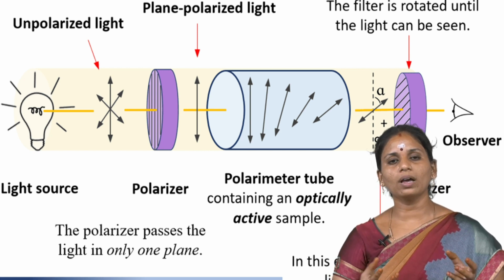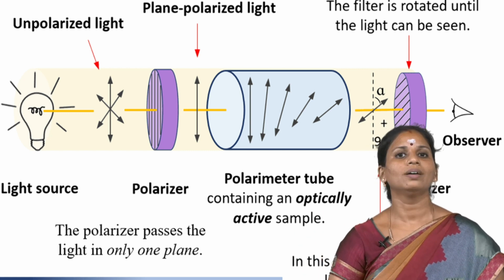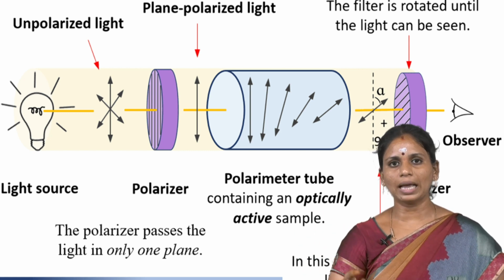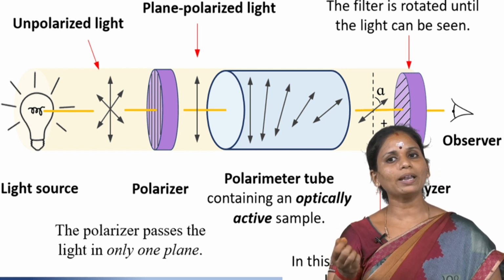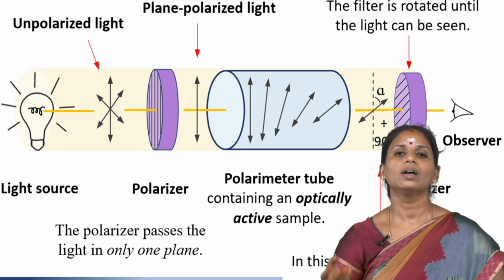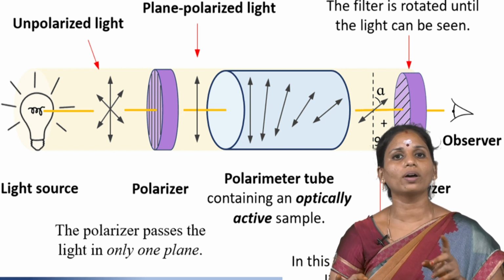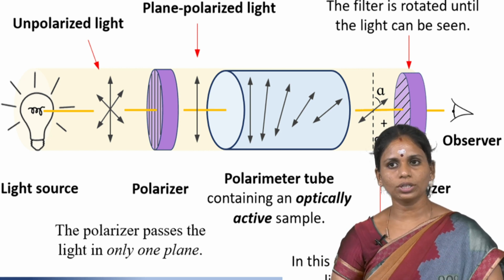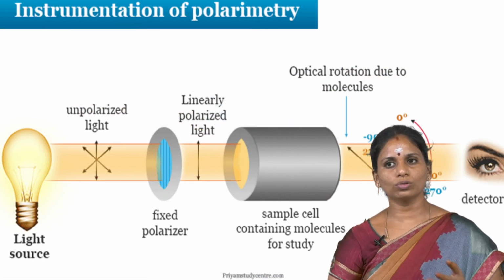So light emerging from a light source, when passed through a polarizer, produces plane polarized light, that is, light which propagates only in one direction. When such plane polarized light is passed through an optically active object, if that object turns the plane of the polarized light, we are able to identify a dextrorotatory or levorotatory molecule. So the instrumentation of polarimetry is also like this.